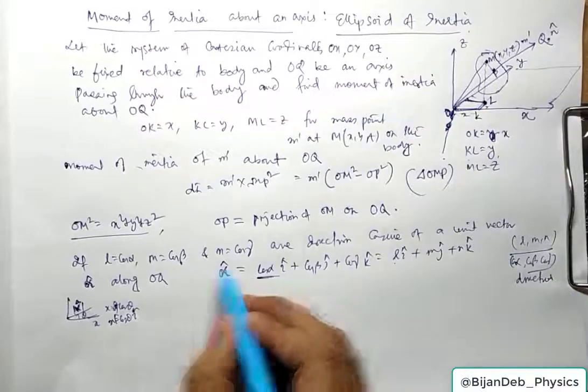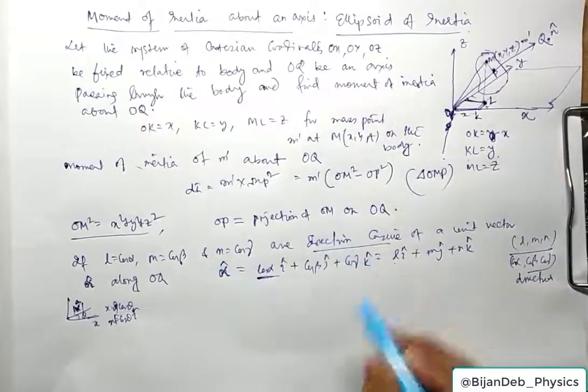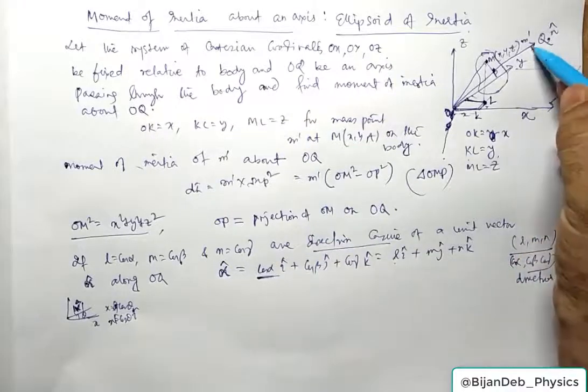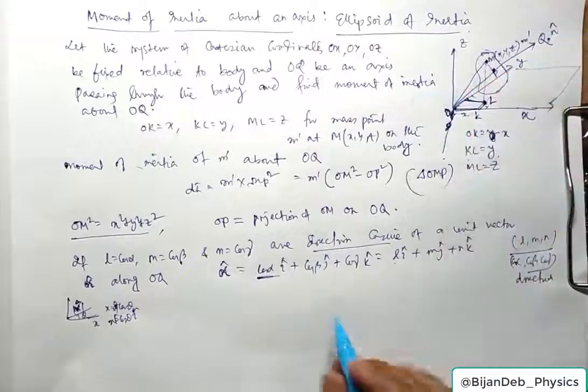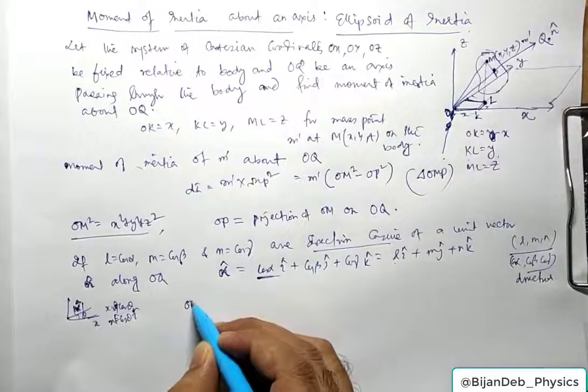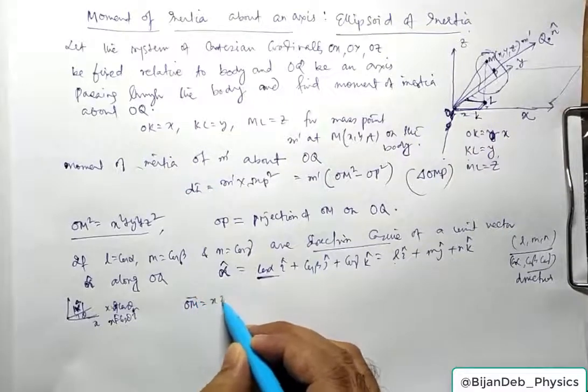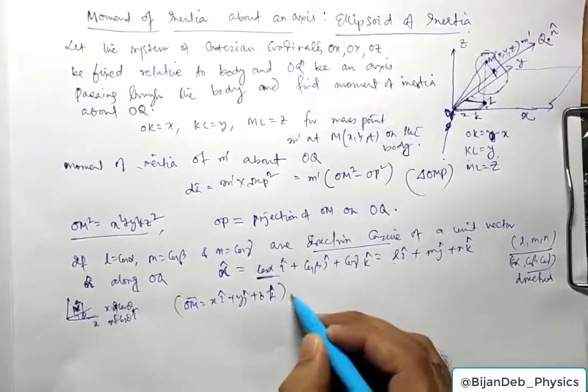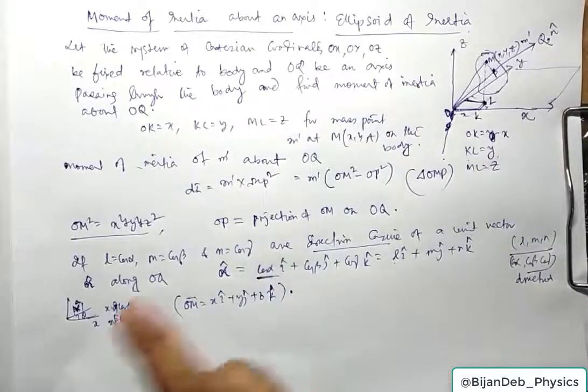So they are called direction cosines, meaning the angles made by the axis with the three perpendicular axes. Okay, so this is the projection. So what will this be? What is the OM vector? The OM vector will be x i cap plus y j cap plus z k cap. So what will be the projection of this on that?